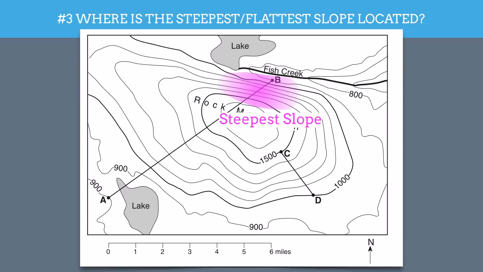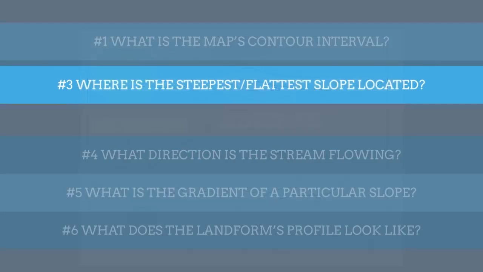Now the opposite is also true. If you want to find the flattest area, look for an area where the lines are far apart, like this green region. This will be our flattest slope. So the steeper slopes will be where the lines are close together, and the flatter ones where they're far apart.